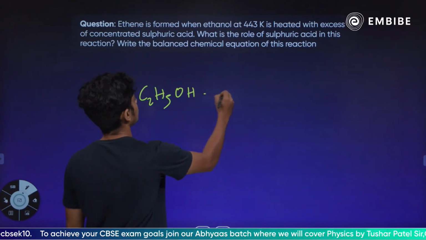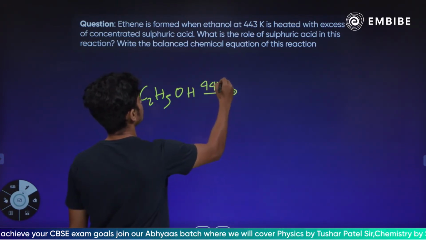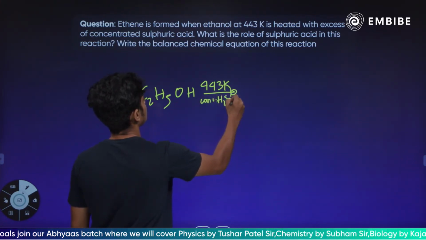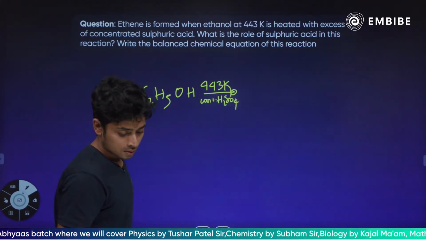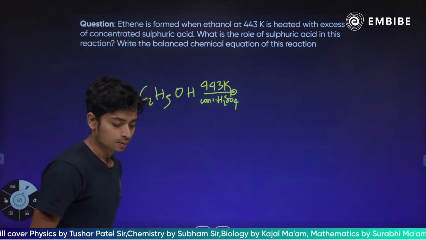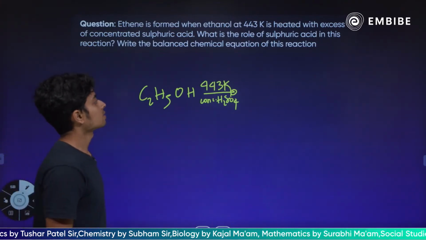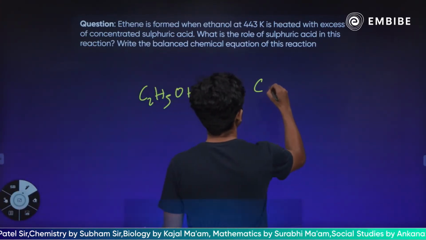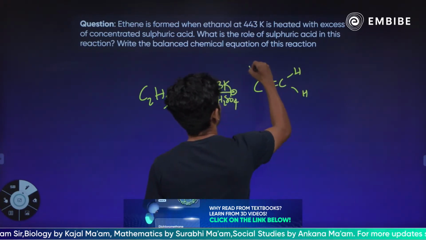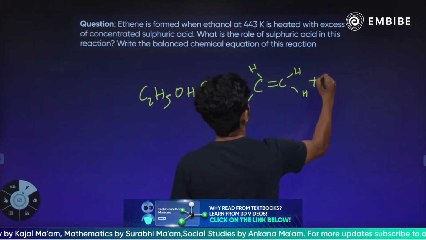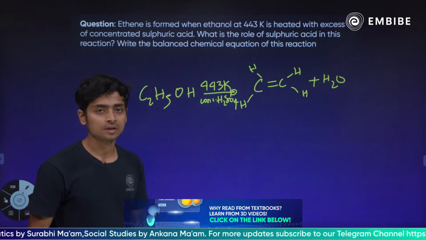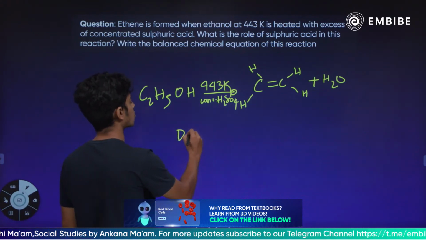C2H5OH is my ethanol. If you heat it to 443 Kelvin and use concentrated H2SO4, what you get is ethene, C double bond C, H, H, H, and some water. So this is your reaction. This is called a dehydration reaction. You remove water basically.